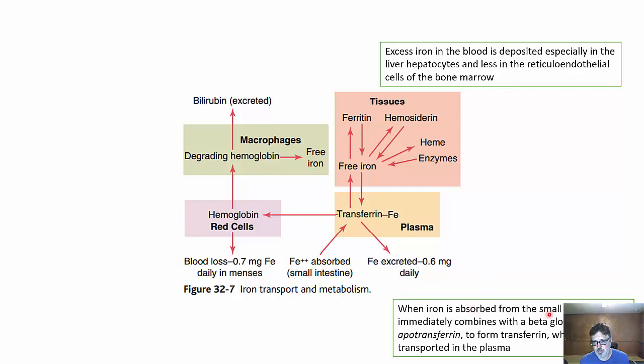So when the iron is absorbed from the small intestine, it immediately combines with the beta globulin, and that's that apotransferrin that we were looking at. That's going to form that transferrin, which can then be transported in the plasma. There's our transferrin iron. Here we go into our liver. That'll be our tissue here, where the free iron then gets combined with the apoferritin to make that ferritin. And now that ferritin can be stored until we need it again. Once we need it again, it can then be released as free iron, converted back to transferrin iron, and then that can be transferred through the blood.